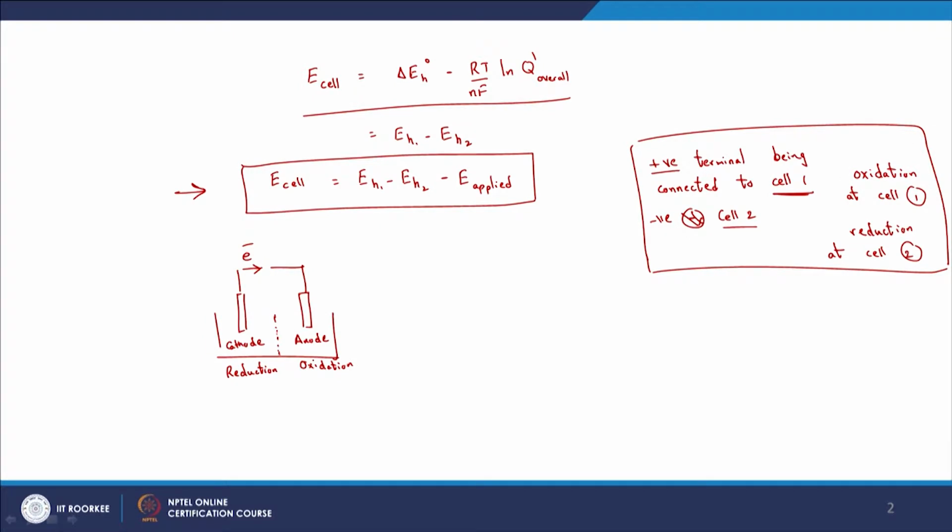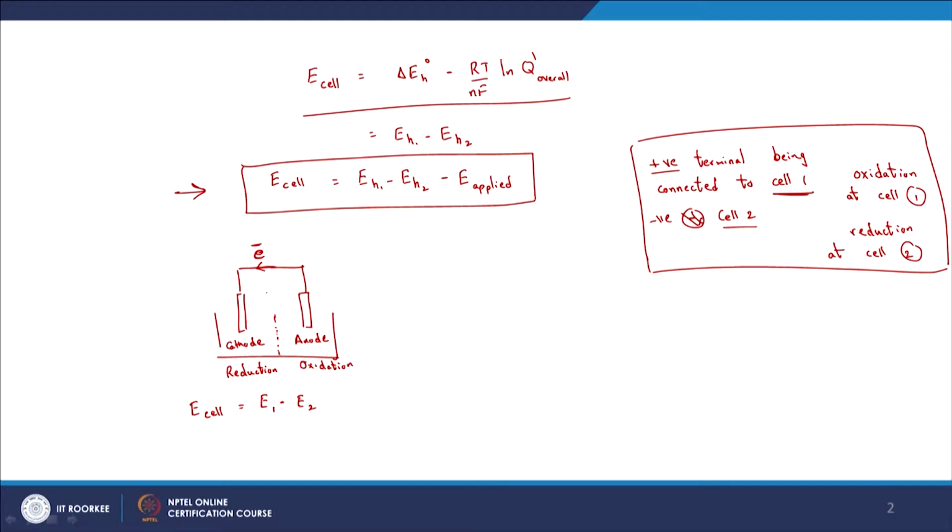And here I am going to erase that, as in the direction of flow of the electrons. Let us say the E cell is positive, as it is. So you are going to have E cell equal to E1 minus E2, and let us say this particular E cell is positive here. When it is positive, you know that you will have reduction at cell 1, that means the cathode, and oxidation at cell 2, which is the anode in this case. And in this case obviously we do not have any external potential applied.